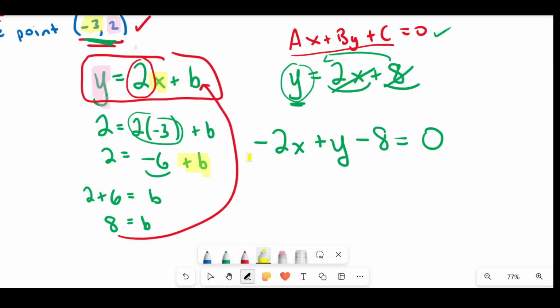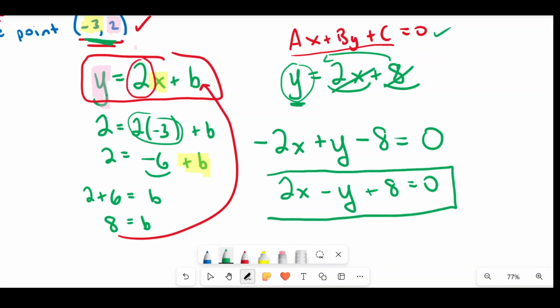Is the leading coefficient positive? Well, no, it's not. The leading coefficient is -2. I have no problem with the 2, but it's supposed to be positive. So I'm now going to multiply everything by -1. That's going to change the sign. So -2x becomes positive 2x. Positive y, negative y. -8 becomes positive 8. And now I have the answer in proper standard form. So the equation of the line I was looking for is 2x minus y plus 8.